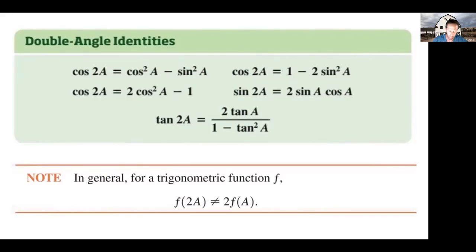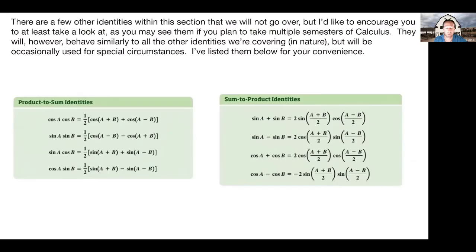Now remember, this is an angle. It's unlike a negative. You can't just bring it out if it's an even or an odd function. So please make sure that you don't just pull the 2 out and evaluate your trig function with just the angle A. There are a few other identities within this section that I'm going to bypass.